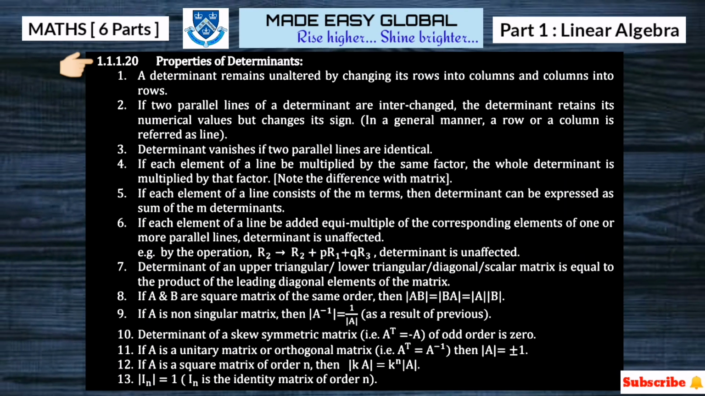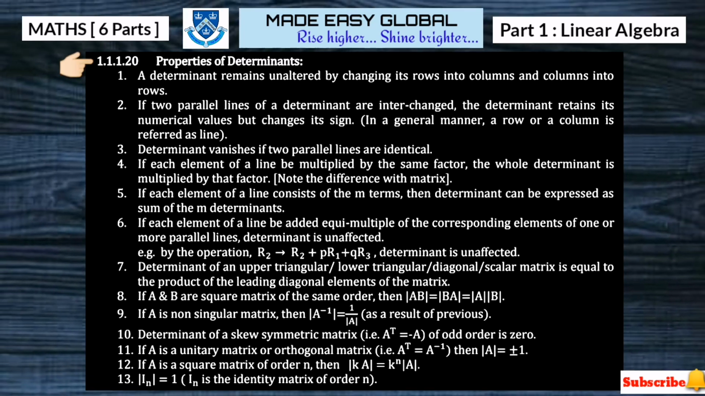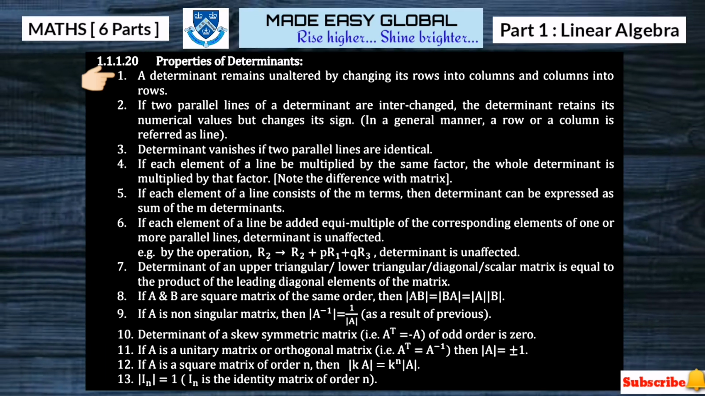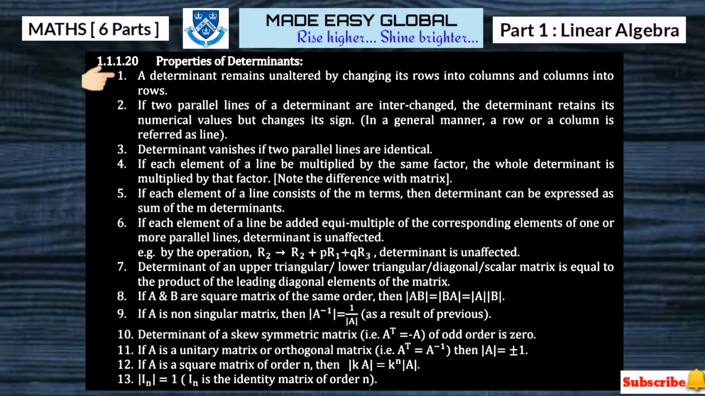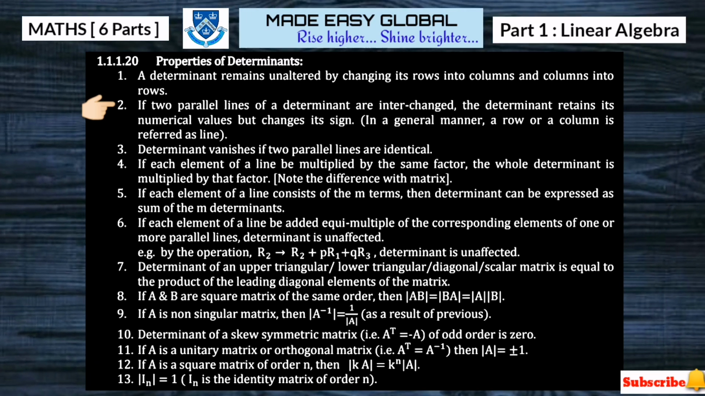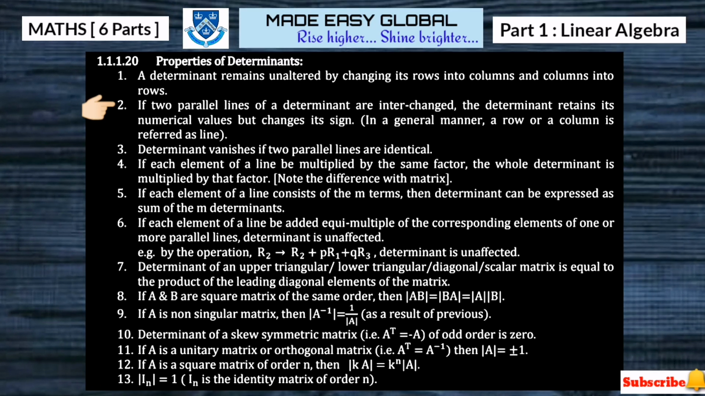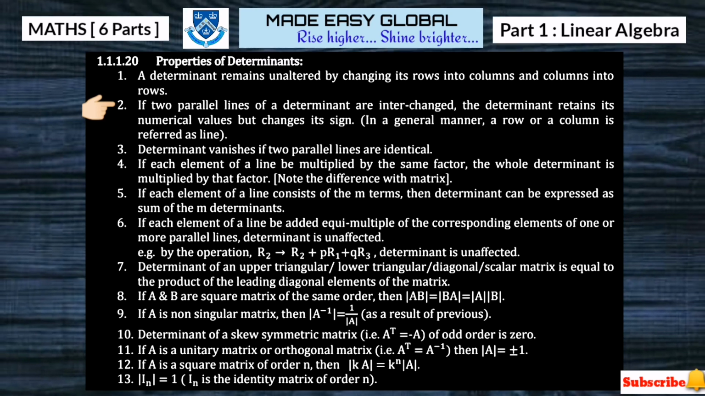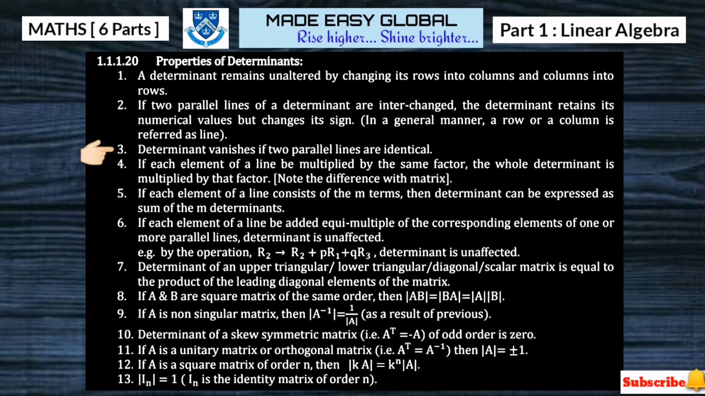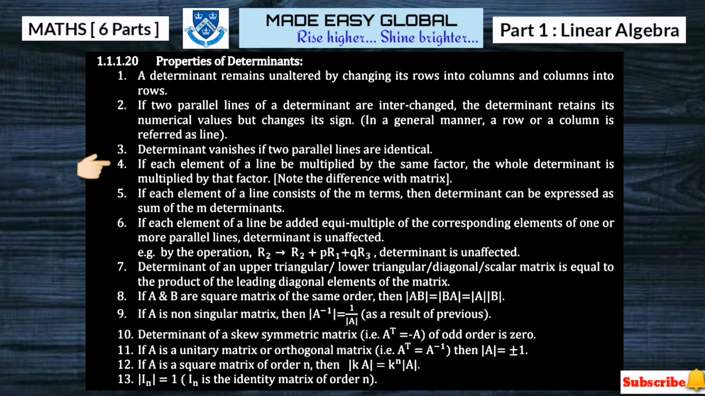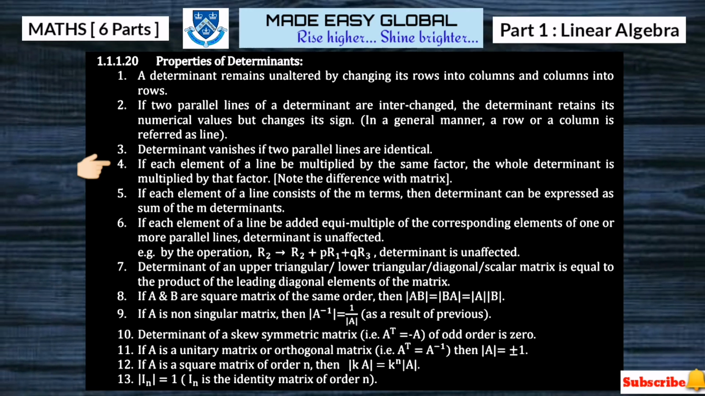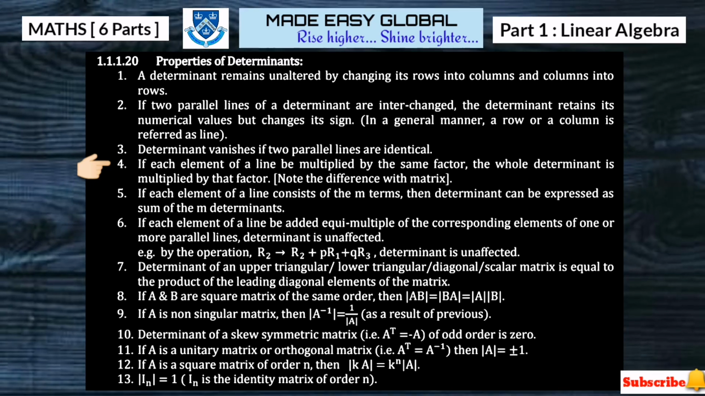Then this is the most important topic, which is the properties of determinants. There are 13 properties here. First one is a determinant remains unaltered by changing its rows into columns and columns into rows. Then second one is if two parallel lines of a determinant are interchanged, then the determinant retains its numerical value but changes its sign. In general, a row or column is referred to as a line. Then third one is determinant vanishes if two parallel lines are identical. Then if each element of a line is multiplied by the same factor, then the whole determinant is multiplied by the factor. Here note that it is different from a matrix.